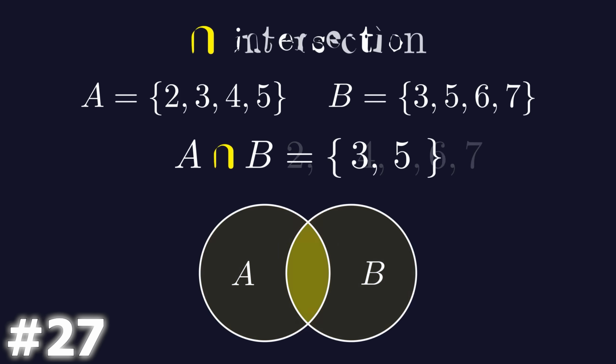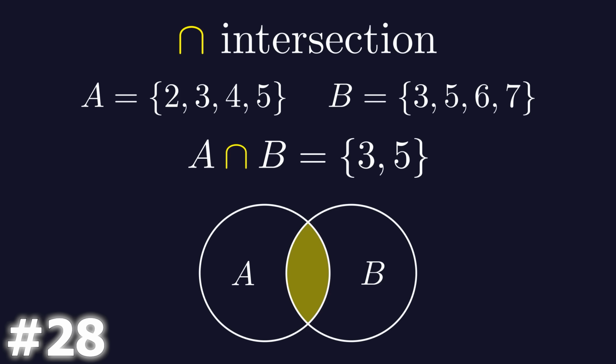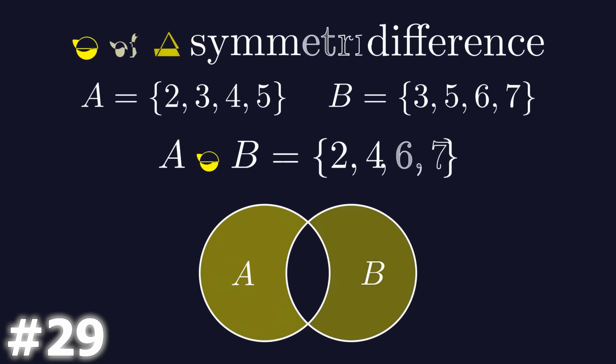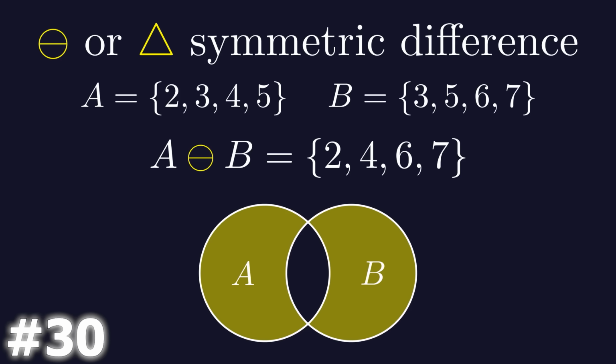Intersection denotes another operation of combining two sets. The result of intersection is a set which contains elements that are common in both sets. Set difference is denoted by a backslash. The result of this operation is a set which contains all elements of the first set that are not in the second set. Symmetric difference can be denoted by a triangle or a circled minus. The result of this operation is the set that contains all elements that belong to exactly one of the two sets.